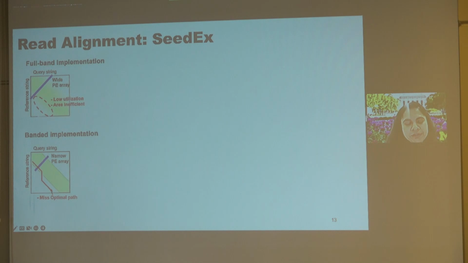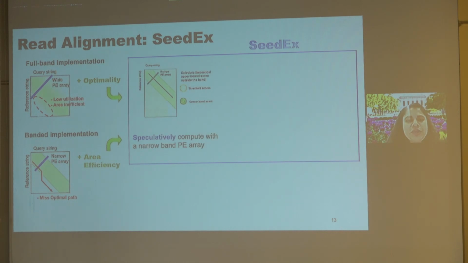However, there is a slight chance that when you go with a narrow band, you'll miss the optimal path. So, as architects love speculation, what we came up with is that we wanted to get the optimal path, but at the same time, we want to make sure we catch these sort of small deviations at runtime. So we came up with a speculative method where we would execute only the narrow path optimistically, hoping that it will catch all the paths.